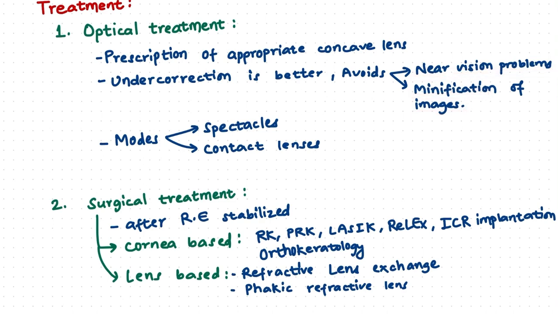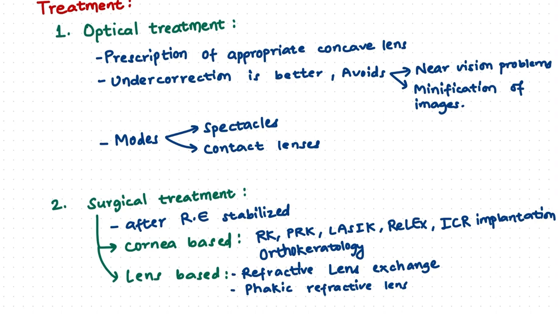So in which modes can we give optical treatment? In the form of spectacles, in the form of contact lens. Now surgical treatment. Surgical treatment is done after the refractive error has stabilized. That means when the power of the spectacles has remained constant since a long time, that means the refractive error has stabilized, then those persons are fit for surgical treatment. And the stabilization of refractive error usually occurs after the age of 20 years.